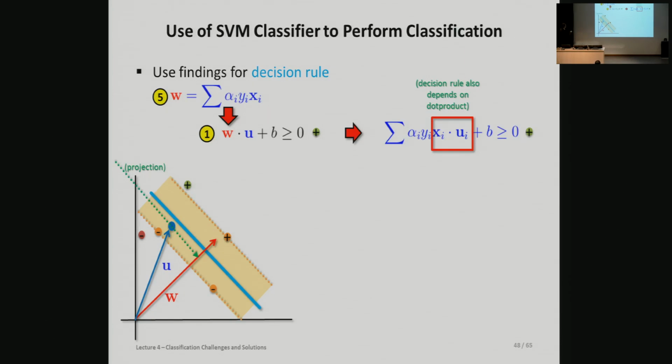Let's see what we do for the decision rule now, because what we wanted to find out was what W is, and we know W from our mathematical chain of working. So let's put that in, and we see, interestingly enough, that the decision rule also depends on the dot product, plus of course the point to be classified. So in both cases, in the optimization we have the dot product leading the way, and in the decision rule we have the dot product.